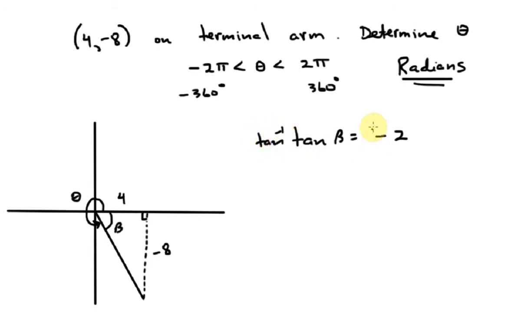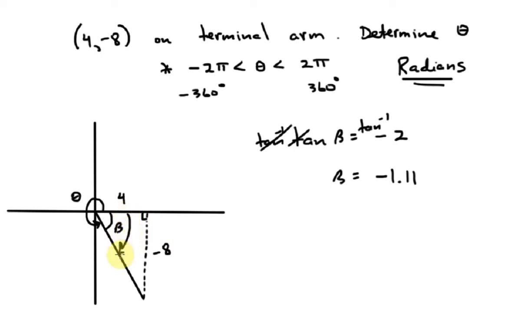So let's do that. Let's tan inverse both sides. So that gets rid of that. So this little angle beta is tan inverse of negative 2. Now make sure your calculator is set to radians for this, because our answer is supposed to be all in radians. If we do that, here's what the calculator spits out. I got negative 1.11.